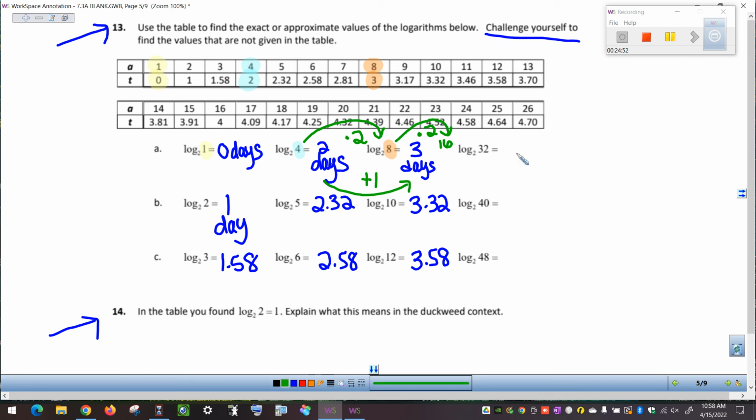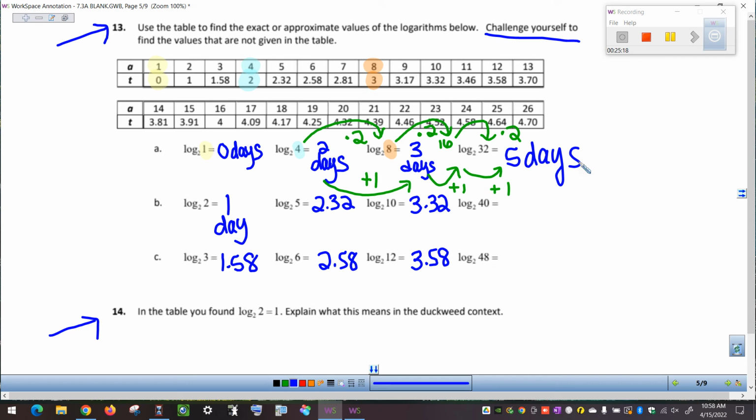Because if you double 16, that's how we get up to 32. So because we doubled twice, we have to add 2 days instead of just 1 day. It's like we just skipped over the answer of 4 days, which would have been an area of 16. We're going straight to the answer of 5 days that corresponds with an area of 32.